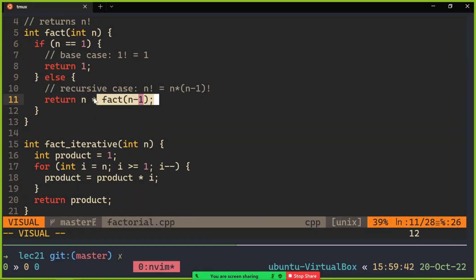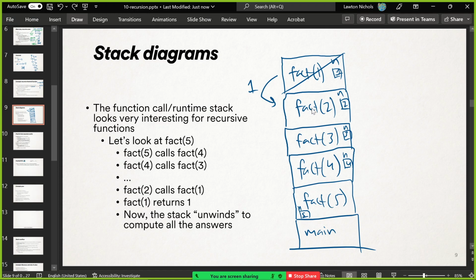Oh man, I can multiply my 2 by that answer. I can give back my final answer. It's 1 times 2. 2. That's the result for factorial of 2. Now it's done. Back to whoever called it. Do we see how it's unwinding? Are there any questions about that?